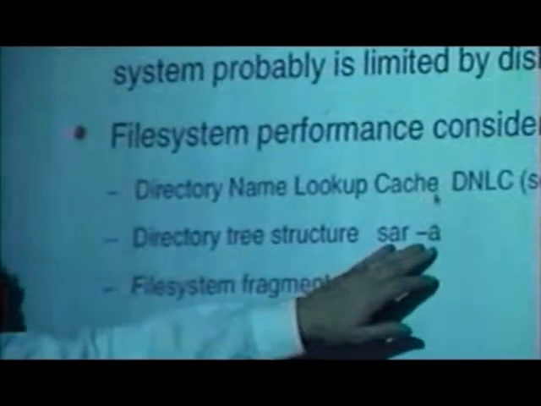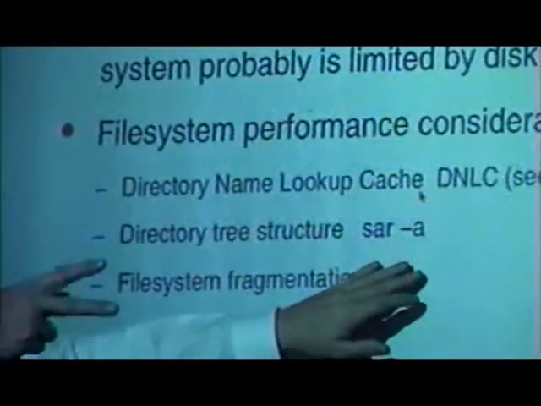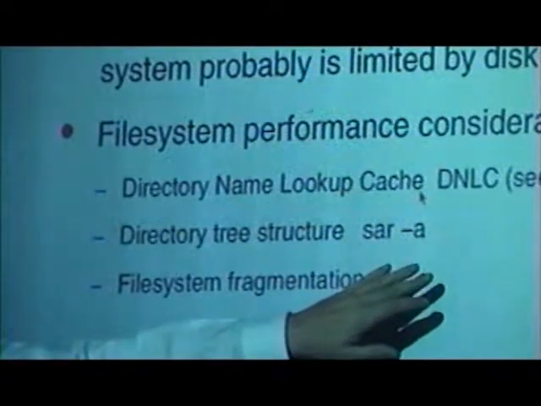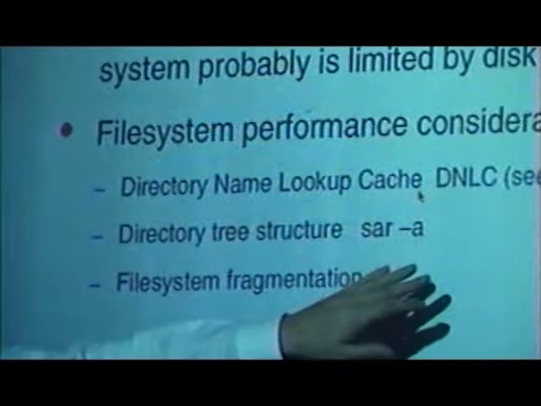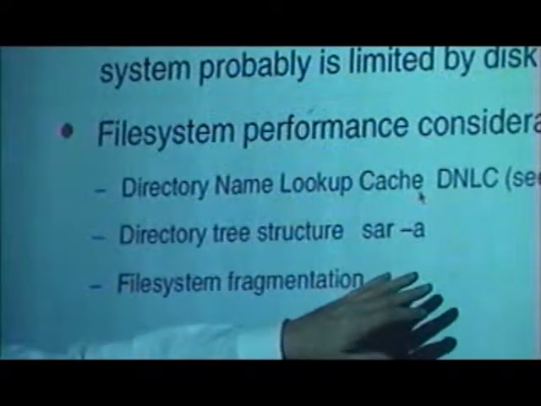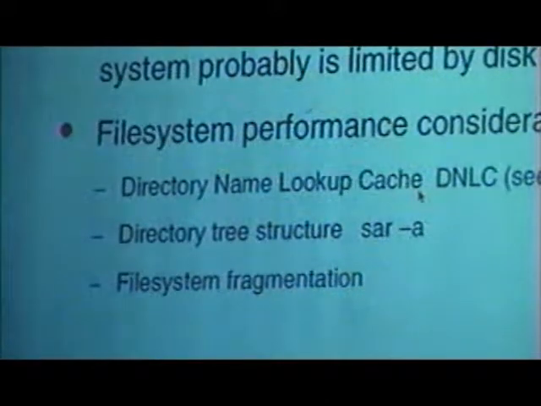So with the directory tree structure, I can see how often I'm going to get inodes from disk, and I can increase the size of my name cache and reduce the disk seeking, reduce the disk check for that actual inode to bring it back into memory. Now what kind of market do you think would want to have that ability?